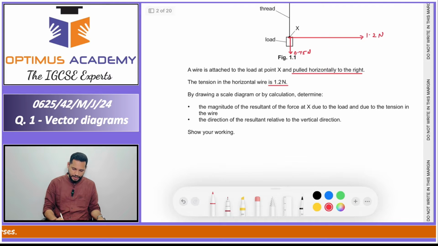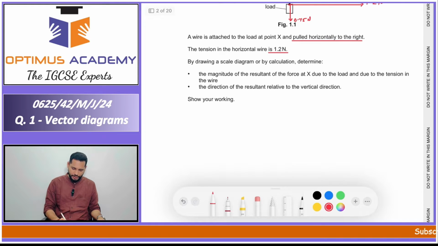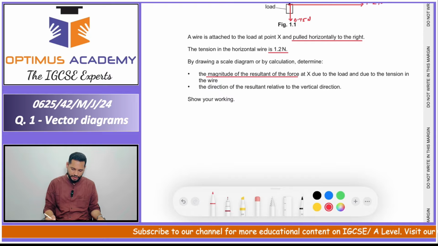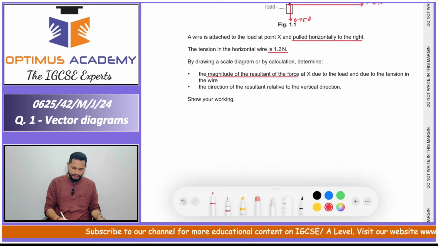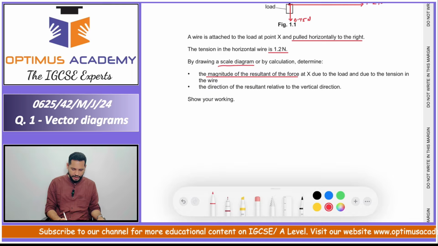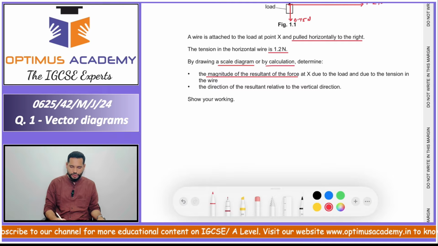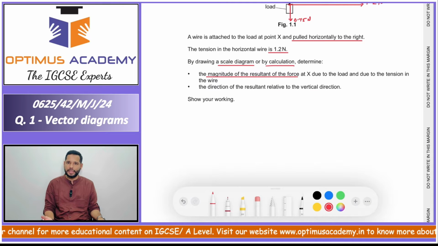By drawing a scale diagram or by calculation, determine the magnitude of the resultant force at X due to the load and due to the tension in the wire, and we are supposed to find the direction of the resultant relative to the vertical direction. So since they have given us option of by drawing scale diagram or by calculation, we can choose the shorter method, that is by calculation.